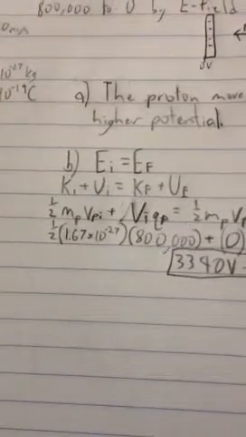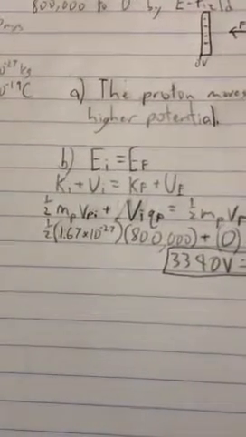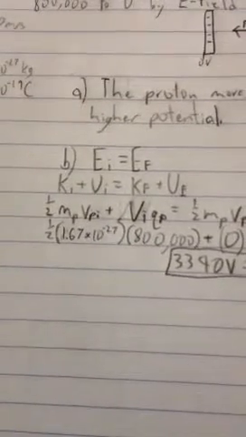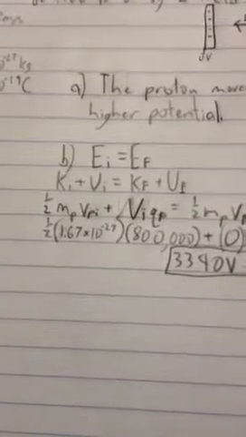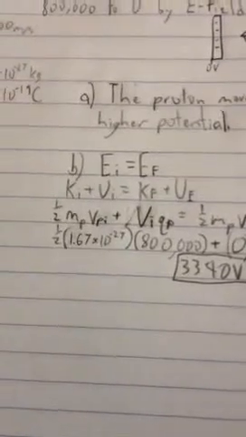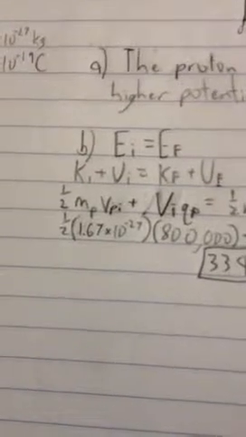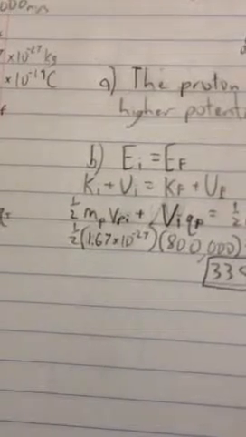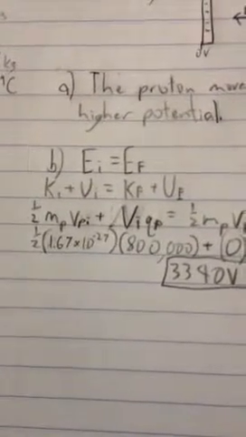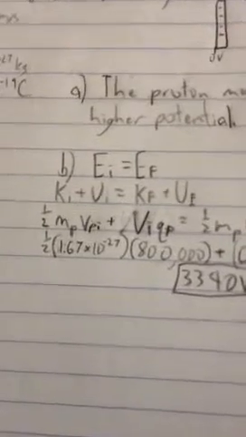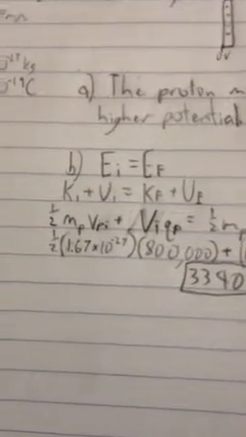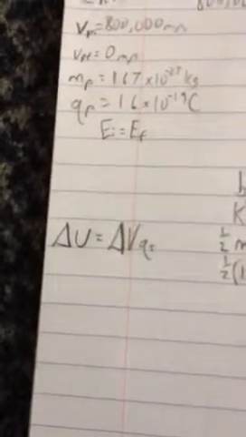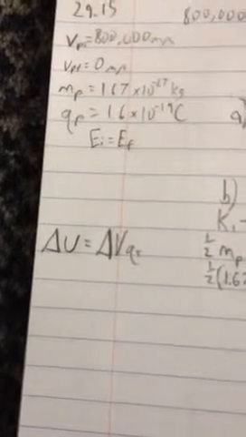So I started with the basic equation for energy, which is E initial equals E final, and then I broke it down to its two components, K initial plus U initial equals K final plus U final, where K is kinetic energy and U is potential energy. So I wrote down the values and said that it was 1/2 the mass of the proton times the initial velocity squared, plus V initial times the charge of the proton, where V is voltage. But the thing is here that we have to remember that we're trying to find the change in volts, not the actual volts.